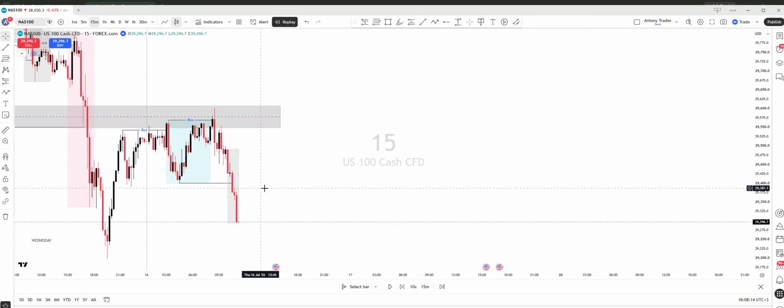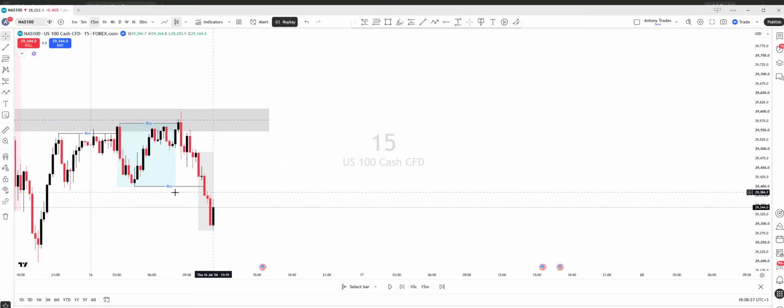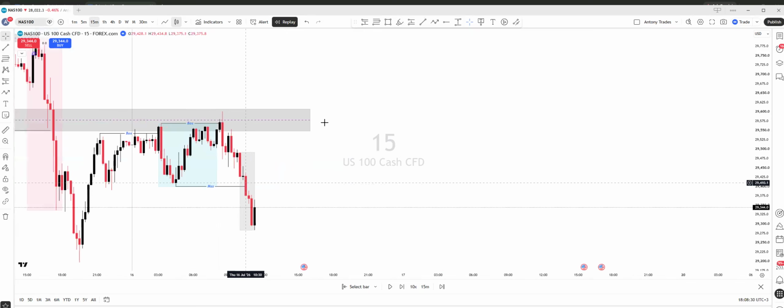Now we see during the London session, market closed below here. Now immediately we saw this closure. Now I have a change of character. Very perfect. Now I have a change of character. Do you see the time of the day when this is happening? Exactly during the London session.